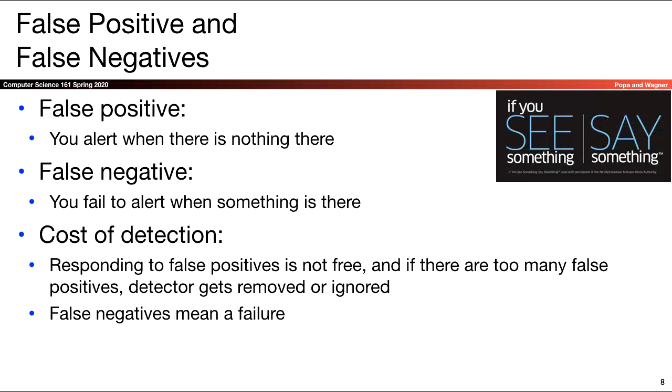And the other way is it fails to notice that you're under attack. Okay, so it just doesn't detect the attack. So that's called a false negative. And we measure the rate at which those two occur. And that gives us some sense of the effectiveness of a detector. And both of those are bad. They both impose some cost.